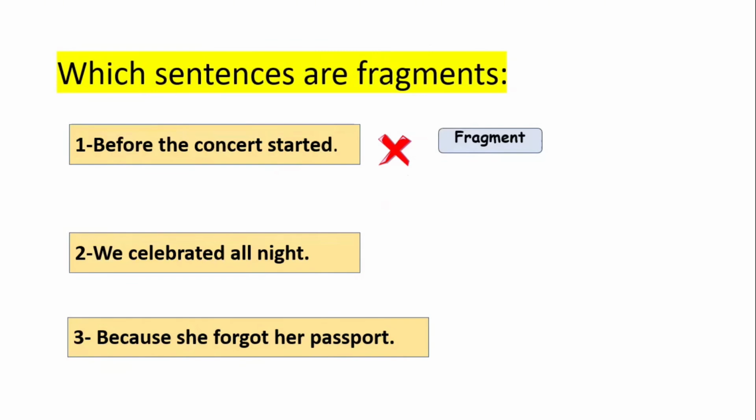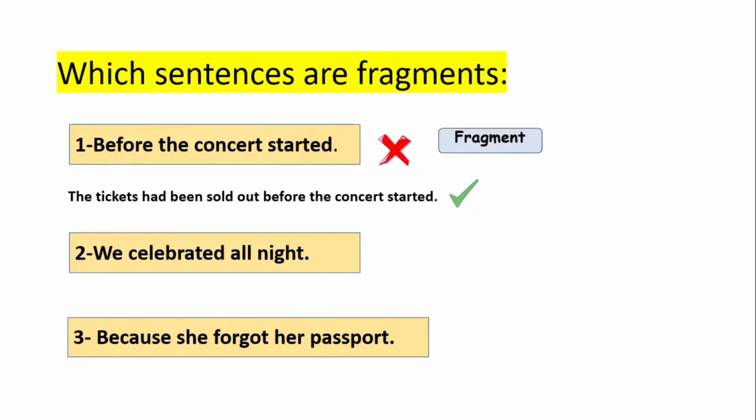So it could be corrected in this way. You can say that the tickets had been sold out before the concert started. Or you can say, before the concert started, the tickets had been sold out. Okay? So this is one way of correcting it. There could be other ways, of course, but this is just one suggestion.